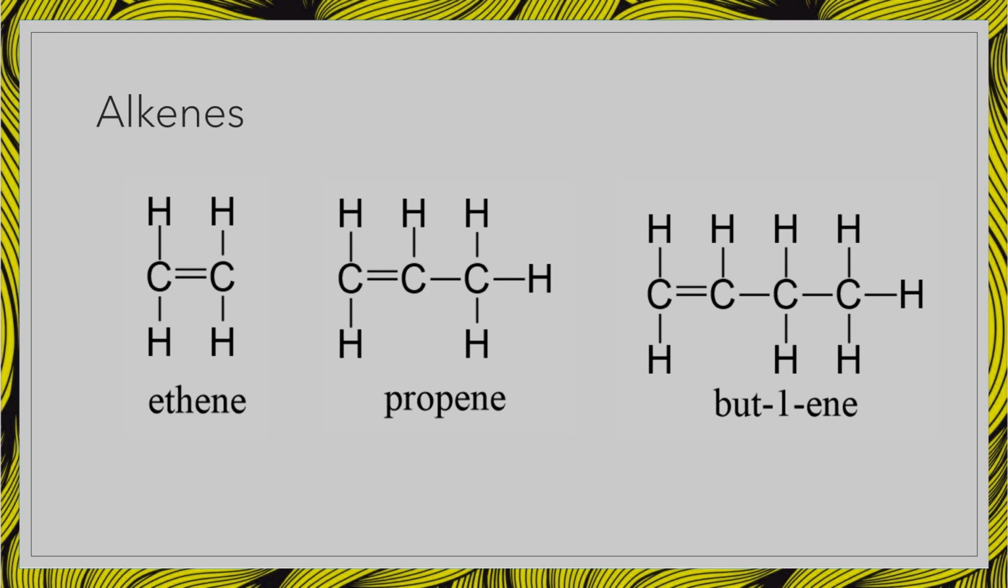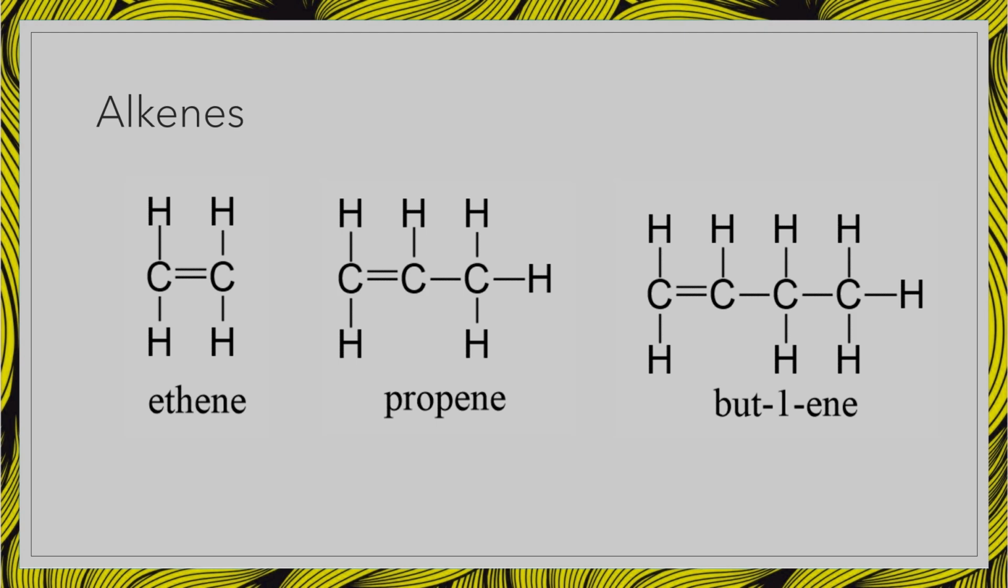Having a look at propene, that first carbon has 4 bonds, so 2 of them go to hydrogen, 2 of them go to another carbon. The middle carbon has a double bond to 1 carbon, a single bond to another carbon, which leaves 1 bond free for hydrogen. Okay, so on and so forth.